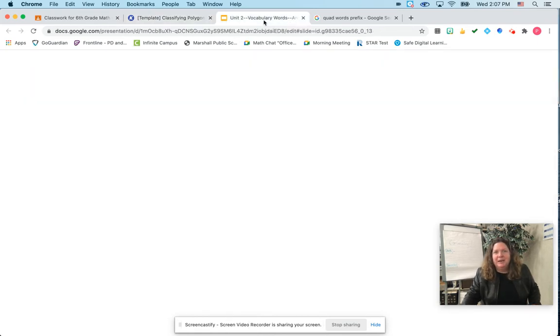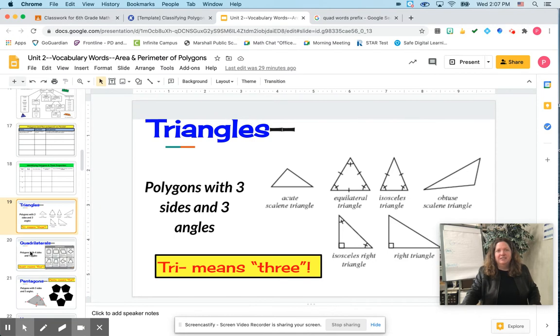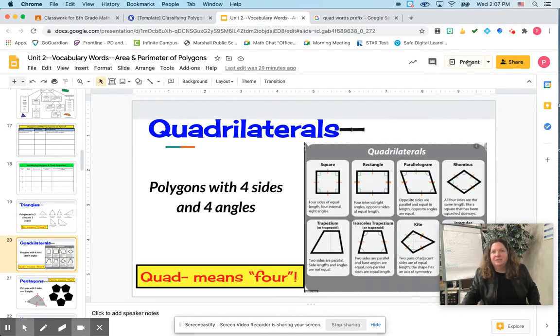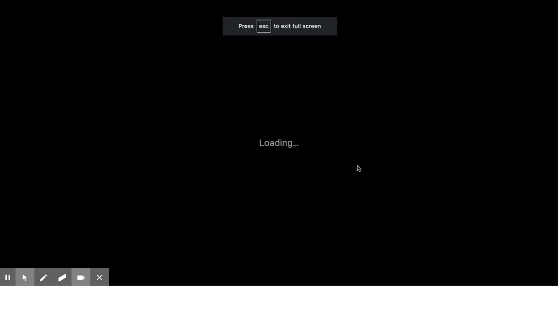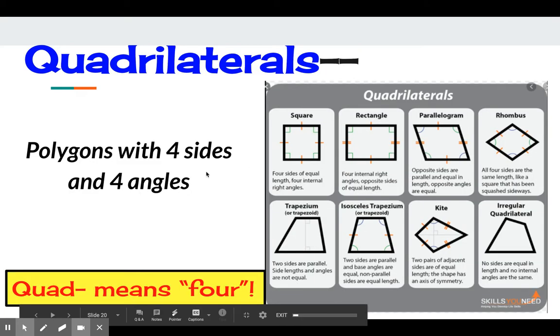Let's go back to our vocabulary and take a look. We were on triangles. We went to quadrilaterals. There it is. Let's present. Oh, it takes a minute to start, doesn't it? There we go. There's our quadrilaterals. Polygons with four sides and four angles. There's our square, rectangle, parallelogram, rhombus. That's a trapezium, trapezoid. There's a kite. There's just irregular. It's just a weird shape that has four sides, and they're straight lines, and they have four corners. So it's a quadrilateral. So quad means four. There is the definition for that.